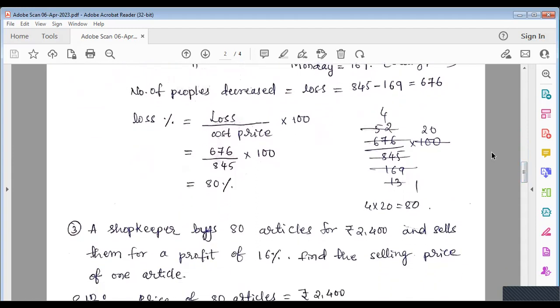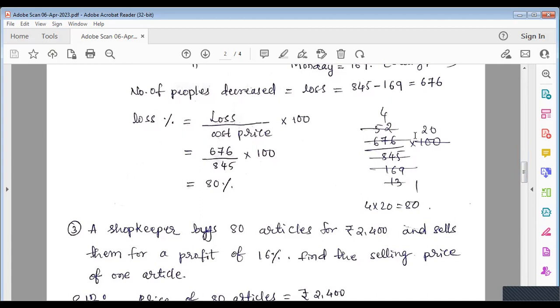So we can make use of this formula. Loss percent is equal to loss divided by cost price into 100. Here loss is 676, which is the number of people decreased, divided by cost price, meaning the people who visited on Monday, into 100. So this division, 676 divided by 845, I have shown here.